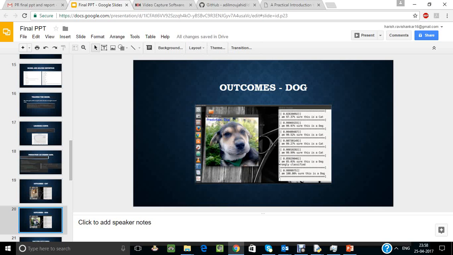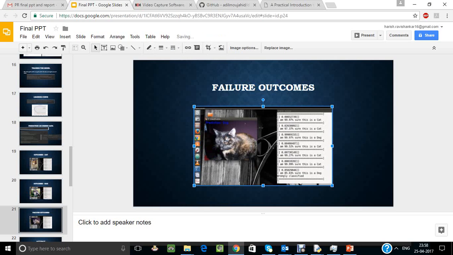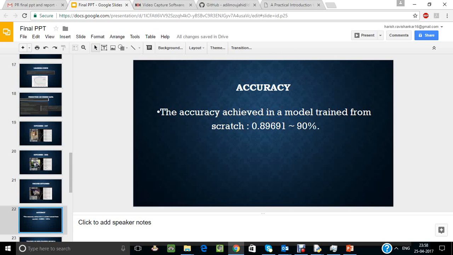The output is customized to print results in this way, percentage and whether it is a dog or a cat. For this particular image, it is 99.52% sure that it is a cat. That is the accuracy with which it can tell, the high confidence. For a dog, it was almost 100% sure. There were some failure outcomes that led to the reduced accuracy of our model. Cases like this, where the system wrongly classified the image as a dog, and overall the accuracy that was achieved was almost 90%.